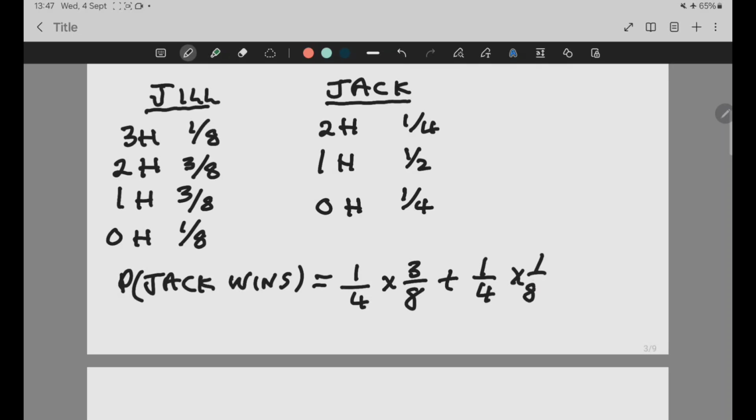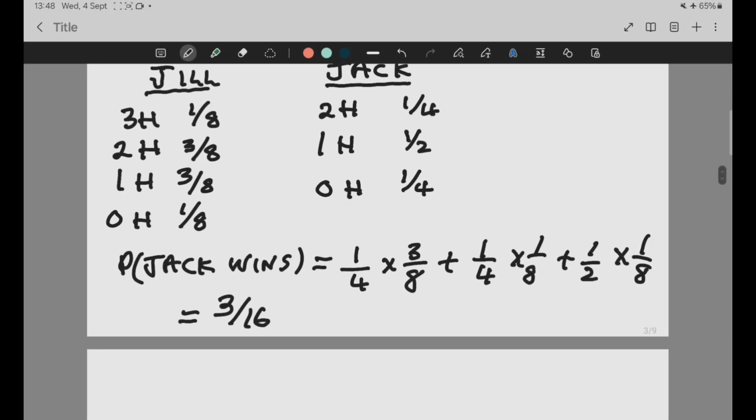But there's also another possibility that Jack has 1 head and Jill has none. So that would be 1/2 times 1/8. And that simplifies to 3/16. So that's the probability that Jack wins.